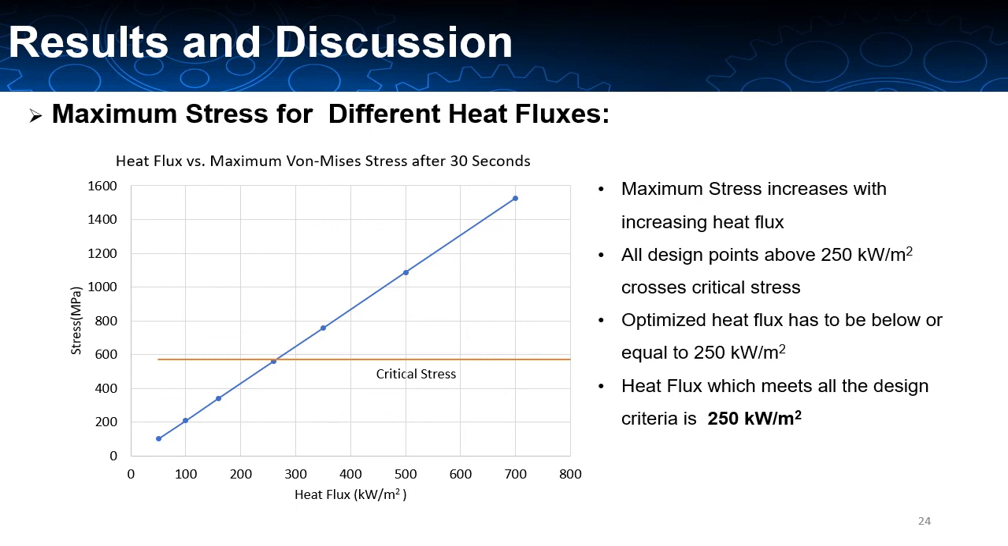And as the last optimization criterion suggests, we should take the highest heat flux of all the eligible values. 250 kilowatt per meter square is the one that meets all the criteria. The temperature for 250 kilowatt per meter square doesn't go above 400 degrees Celsius. The stress for 250 kilowatt per meter square doesn't go above 570 megapascal, and also it's the highest heat flux of all the heat fluxes that we have studied.